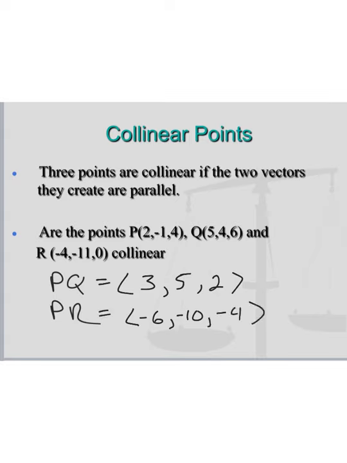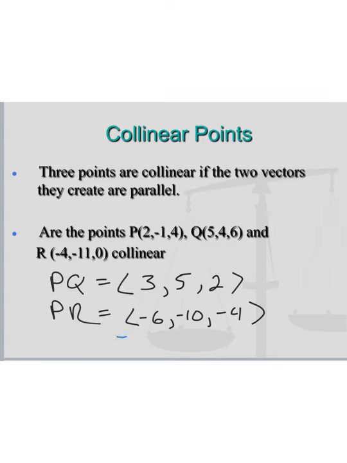So now what we're looking for is whether there is a number where I can multiply each component of PQ and turn it into a component of PR. So what I'm going to do here is take components from PR and divide them by components from PQ and see if we get a constant ratio.